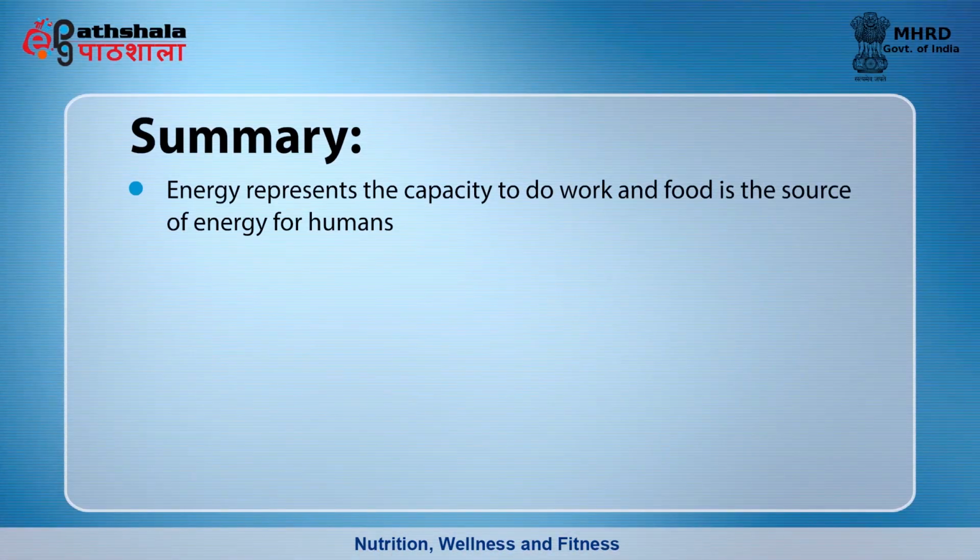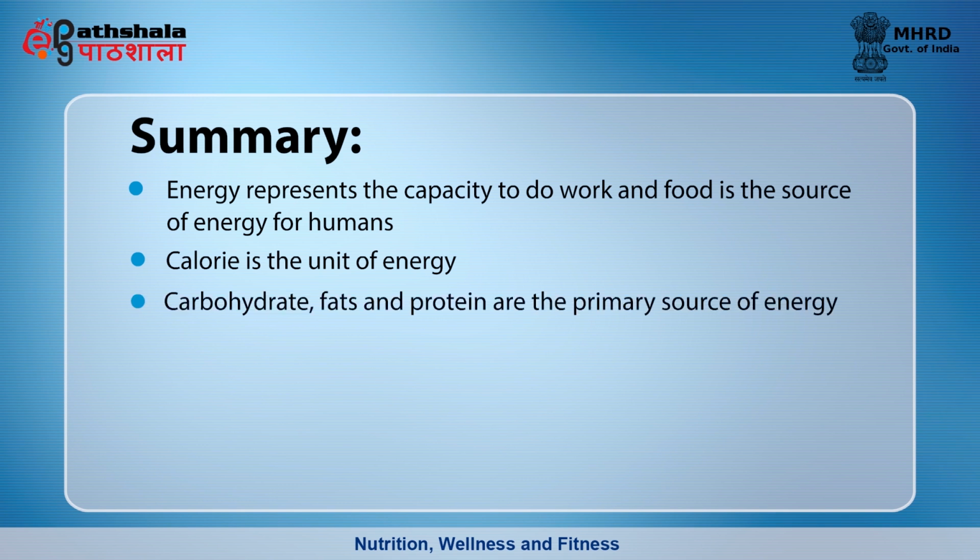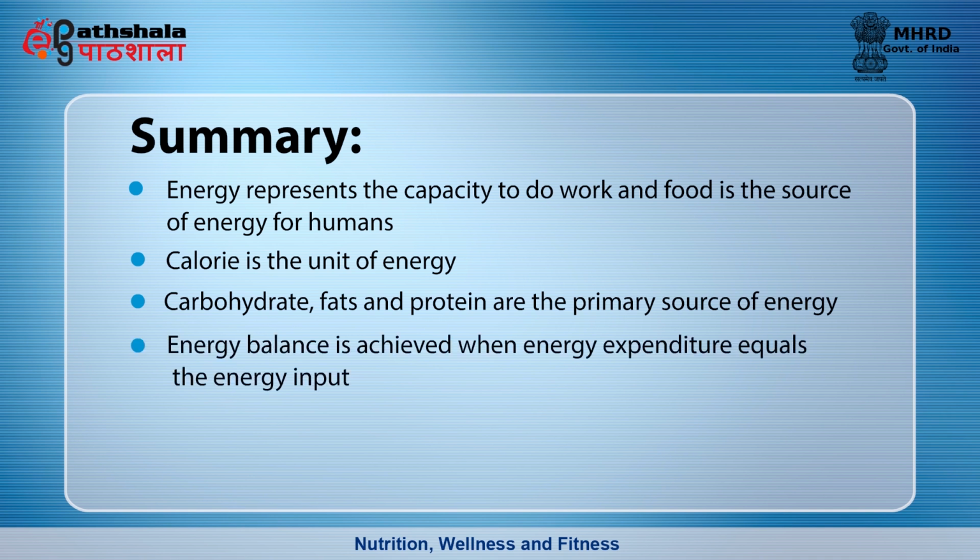With this, we come to an end of this particular lecture. Let's summarize what we all did in the entire session. We'll go step by step. Energy represents the capacity to do work, and food is a source of energy for humans. Calorie is the unit of energy. Carbohydrates, fats and proteins are the primary sources of energy. Energy balance is achieved when energy expenditure equals energy input.